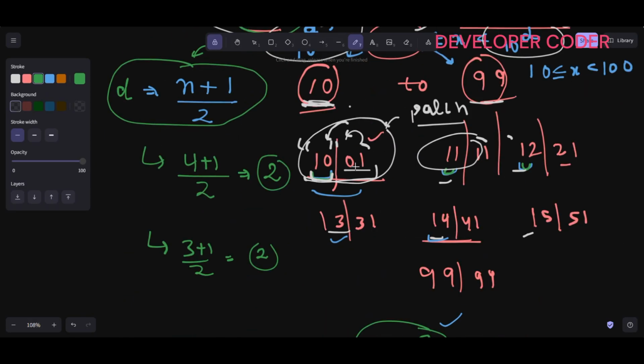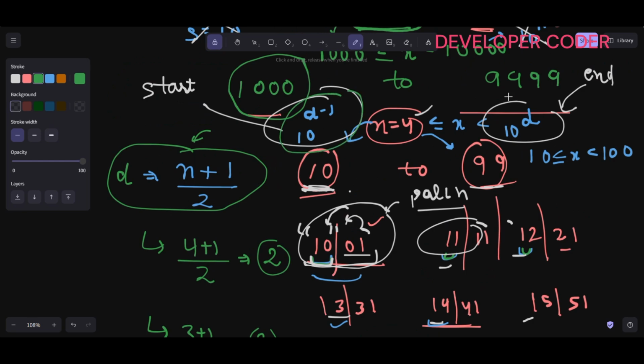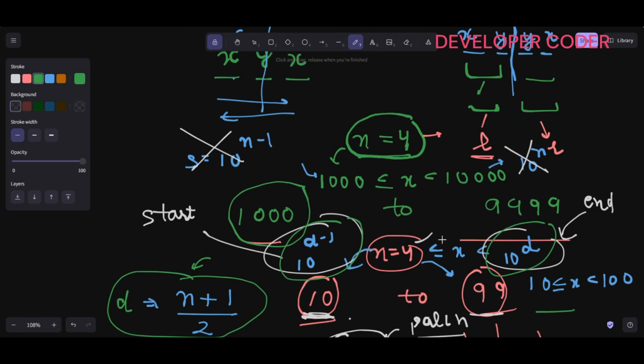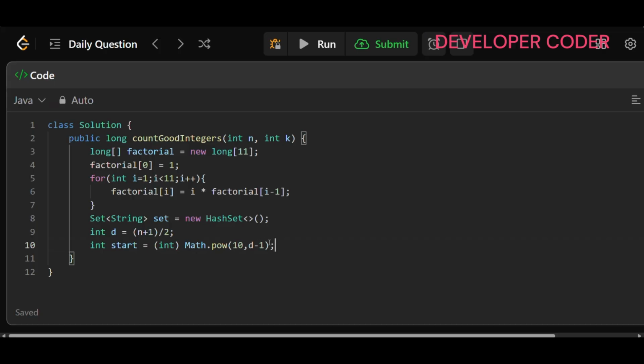10 raised to power d minus 1. Okay, see here, I have explained why we are writing 10 raised to power d minus 1 until d. For 4 we only need the first two parts. Okay, done. So this is done.